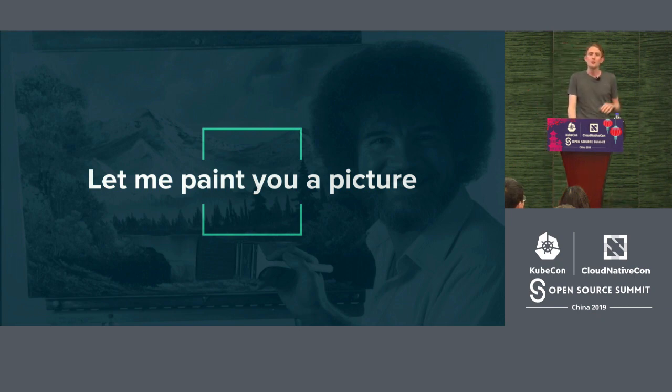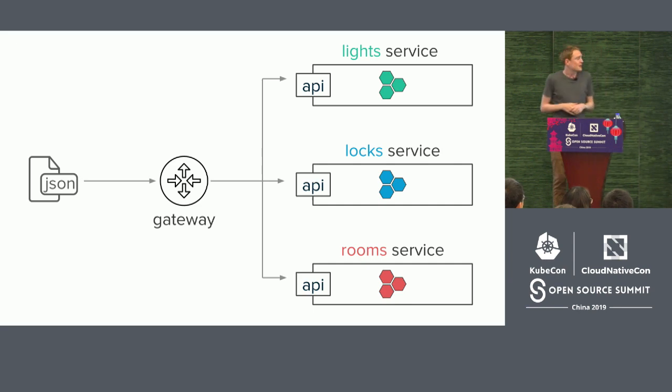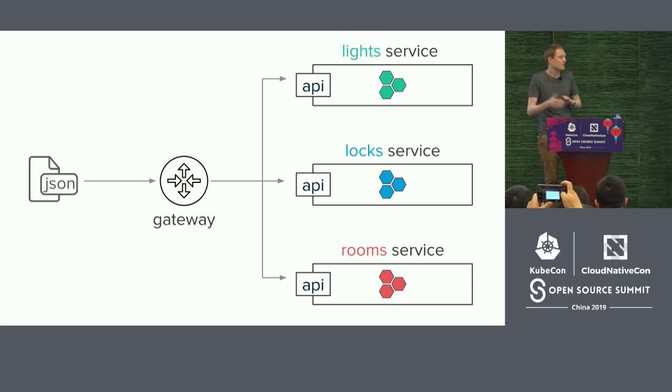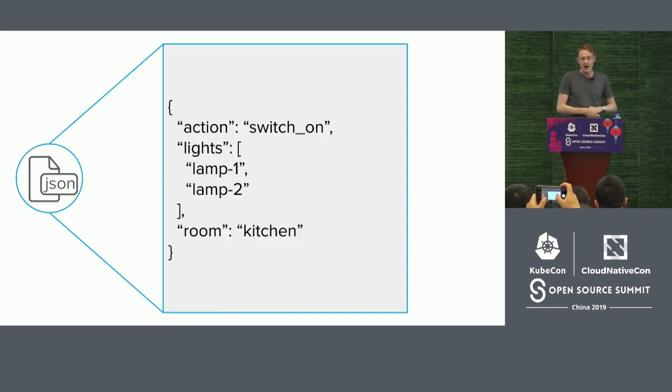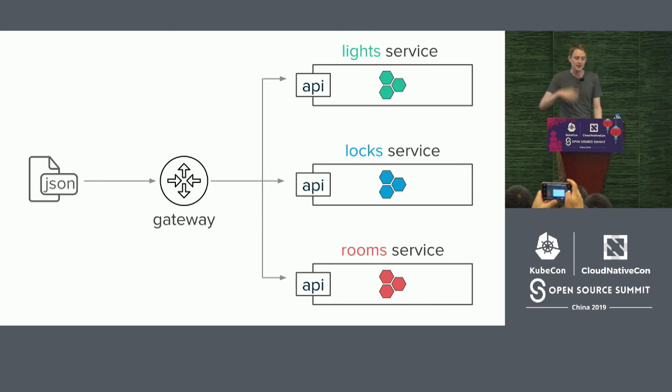And before taking a look at what it might look like to build that on top of Kubernetes, let's just imagine what it may look like today. Perhaps it looks something like this. Perhaps we've gone with a classic microservices architecture, whereby some user of the system posts some JSON into some front end, some gateway, and the microservices go off and do whatever they need to do. So let's take an example here of perhaps what it might look like to switch on some lights in our kitchen. We take this JSON, we post it in, and the microservices go off and do their thing.